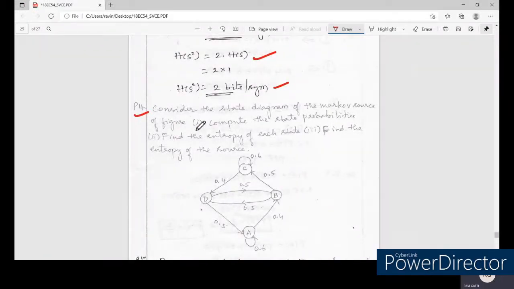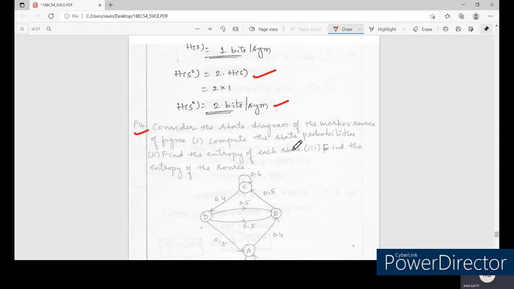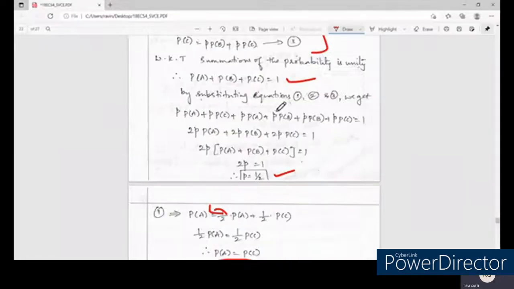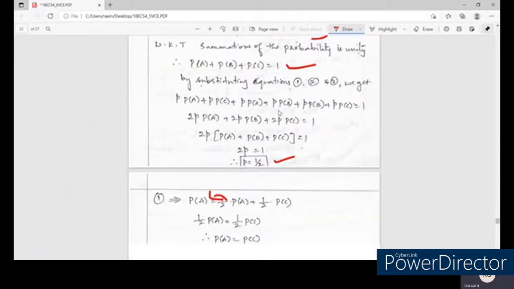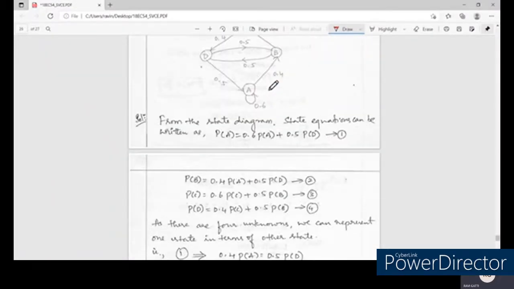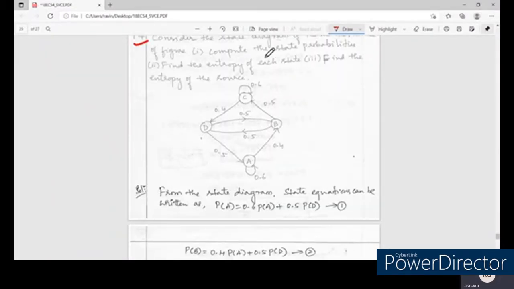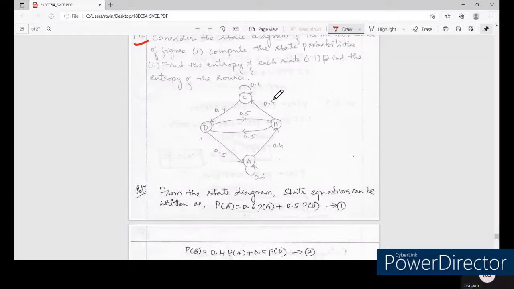That is P14. Consider a state diagram of a Markov source in the figure. They have given you the Markov source, and they ask you to compute the state probabilities, find the entropy of each state, and find the entropy of the source. The problem we solved in the earlier classes is similar to this problem they have given you. The only thing is, here we have 4 states, whereas in the previous case we had only 3 states.